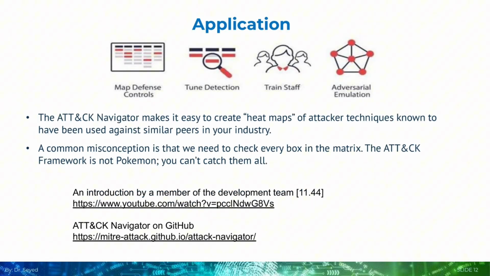How do we use this massive framework? Through the ATT&CK Navigator. This tool is like a GPS for cybersecurity. It lets you create visual heat maps, showing which attacker techniques are most commonly used against companies like yours. This is crucial for prioritization. Remember, it's not Pokemon. You don't need to check every box. You focus on the techniques that pose the greatest risk.